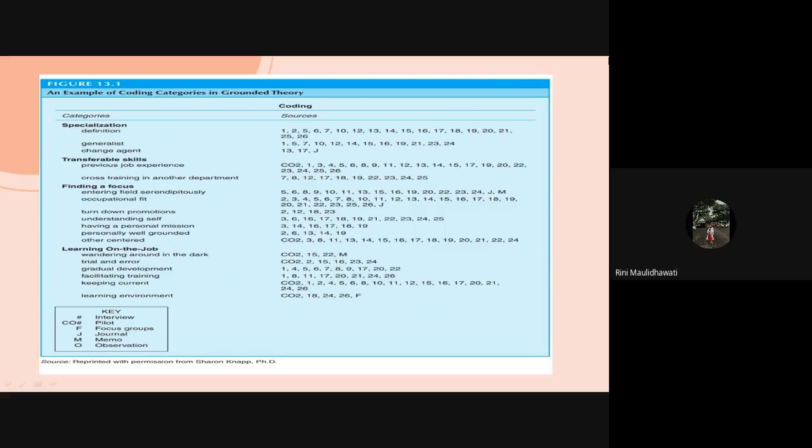Here, in the Creswell book, we can see the coding categories in grounded theory.